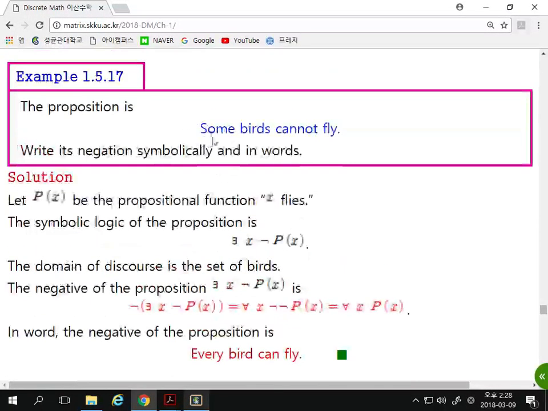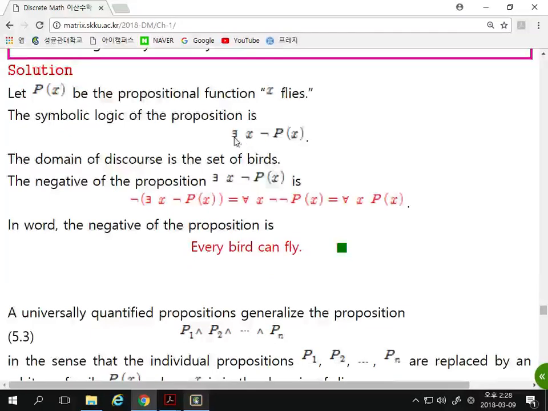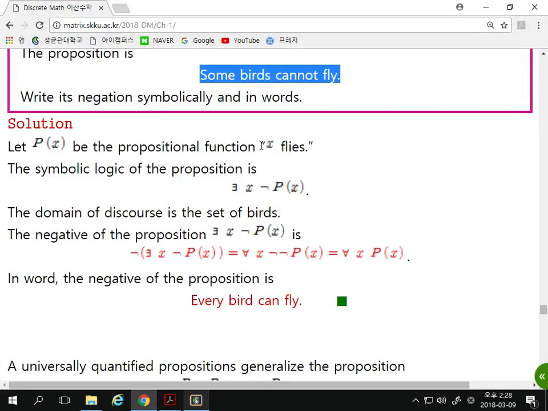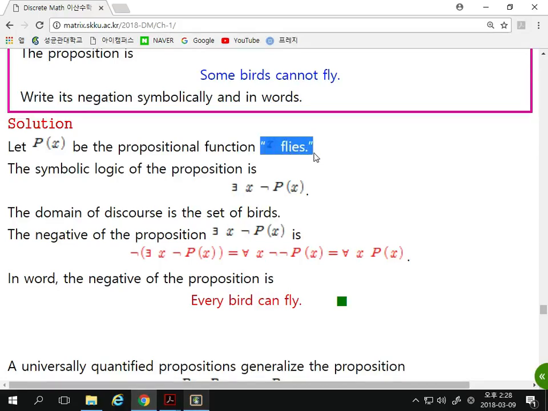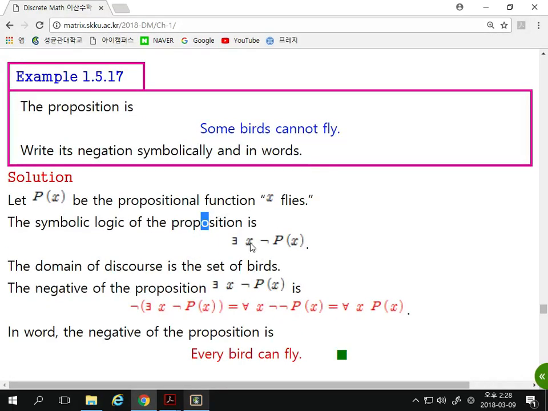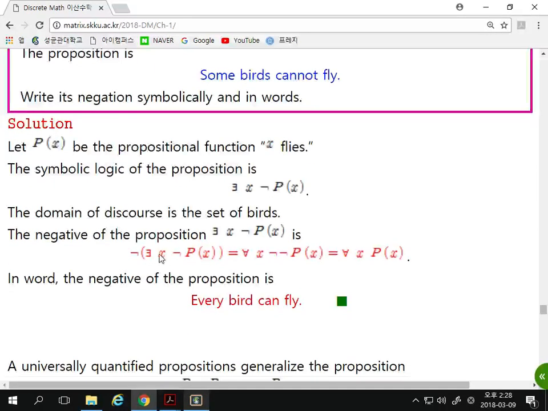The next proposition is: some bird cannot fly. Write its negation symbolically and in words. Yeah. So if we make a propositional function as "x flies," then the symbolic logic for the proposition is there exists a bird x such that x cannot fly, isn't it? So this is it. Negation of this is equivalent to changing "exists" to "for all," and negation and another negation gives us just P of x, which means for all x, every bird can fly. That's the negation.